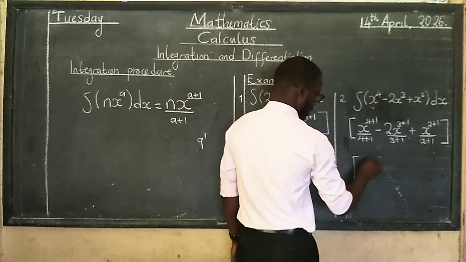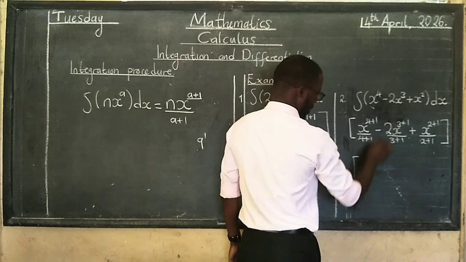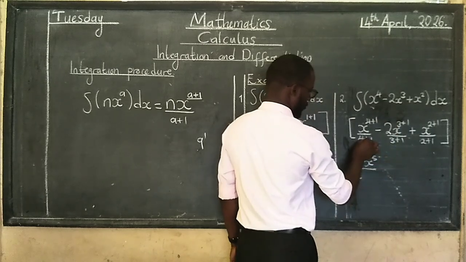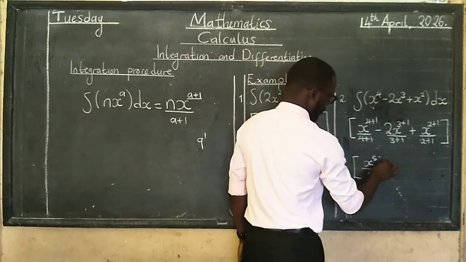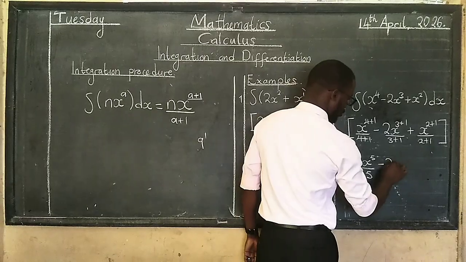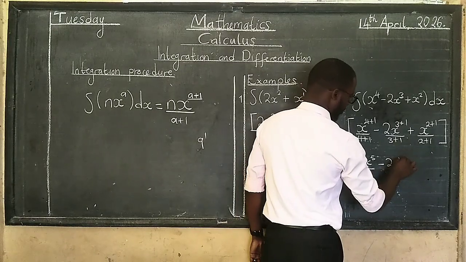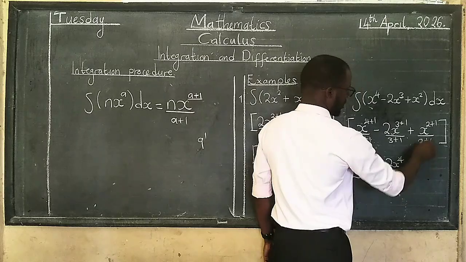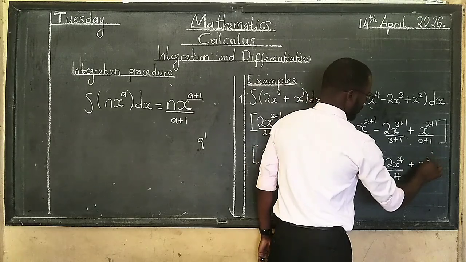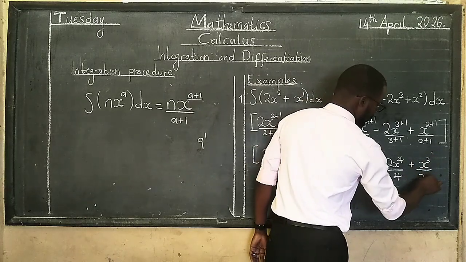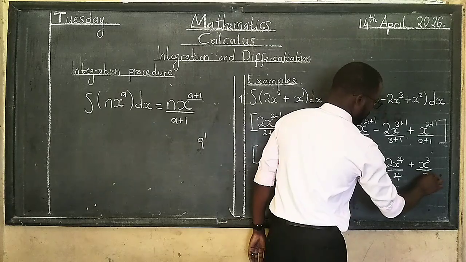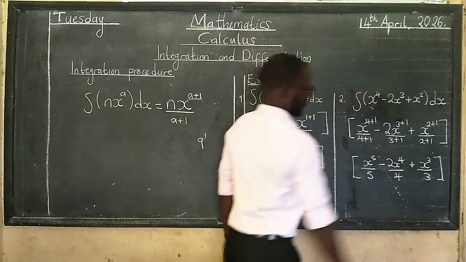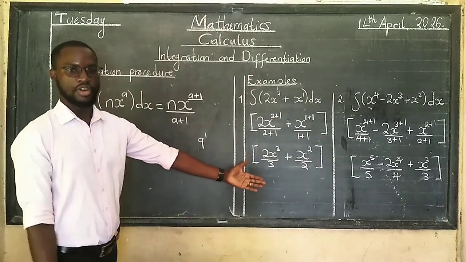So x to the power 4 plus 1, this will be 5. 4 plus 1, 5 minus, this is 2x. Power will be 4 there, 2 plus 1, 4 there, plus, this is x to the power 3, then at the bottom, 2 plus 1 is 3. And just like that, you have integrated.